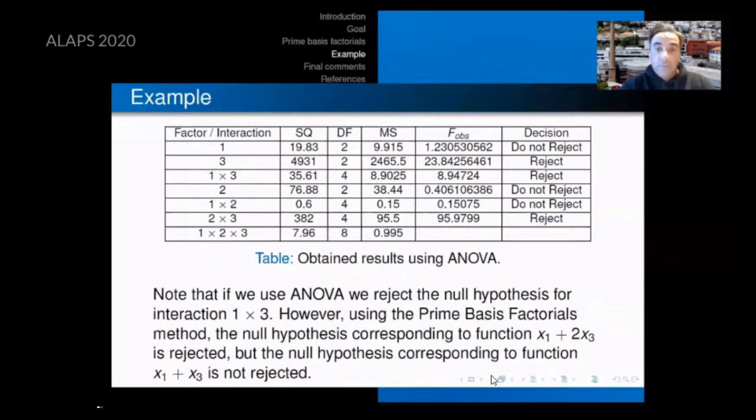So, as final comments, I can say that prime factorial designs allow the simultaneous study of a larger number of interactions compared to ANOVA, but if wanted, the classical sum of squares can be easily obtained. The procedures for obtaining the sum of squares can be a bit cumbersome, and we presented a recurrence way for obtaining the sum of squares for cases with any number of factors and levels in order to lighten the calculations. So here are some references, and thank you very much.